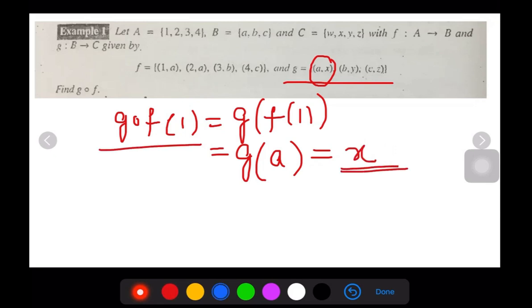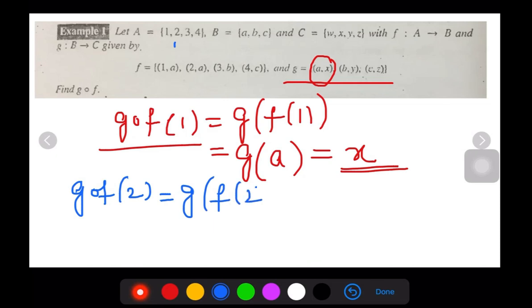In the similar way, you need to write for all the elements. G composition F of 2. Go to the second element. As per the definition, it becomes G of F of 2. What is F of 2? In function F, you need to find out the element 2 which got paired with a again. So, write a. G of a, I have to check here. It is x. The similar way, you need to find out for all the elements.